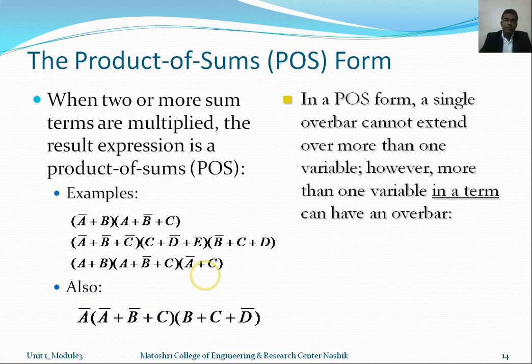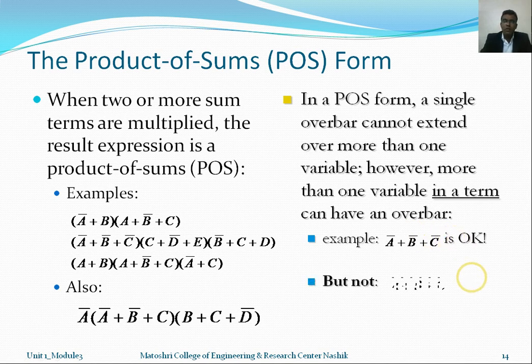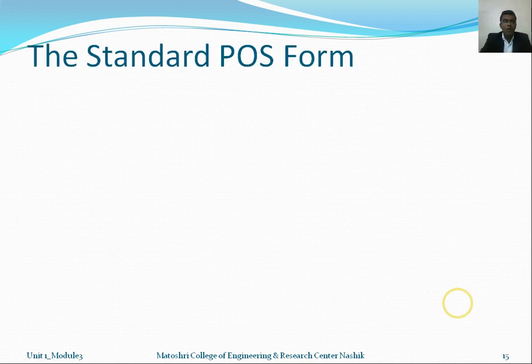In case of POS form, the whole complement is again not allowed, not valid. Here, A individual complement ORed with B individual complement ORed with C individual complement is allowed and valid. But the whole complement of A ORed with B ORed with C is not allowed in case of POS form.